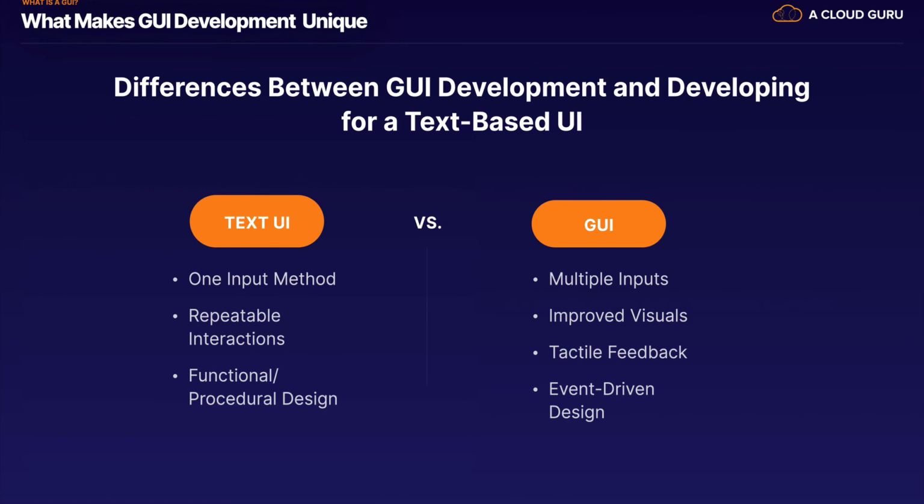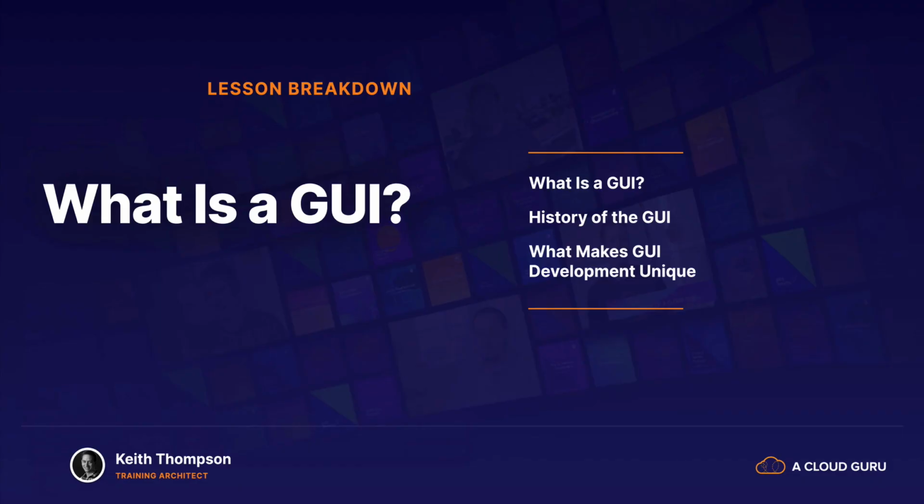Versus when we're working with GUIs, we have multiple inputs. You can use your keyboard or your mouse. The visuals can be better. You have tactile feedback from clicking things, and it's event-driven, which means something occurs and it's handled differently. It's not just a one-off sort of thing like our procedural design, where we run a command and it does the thing.